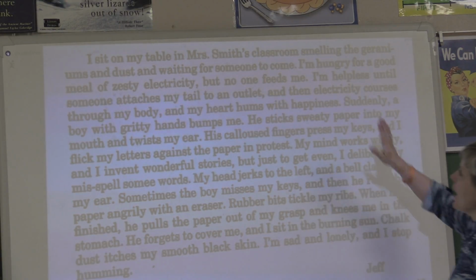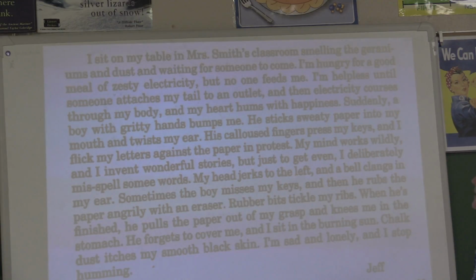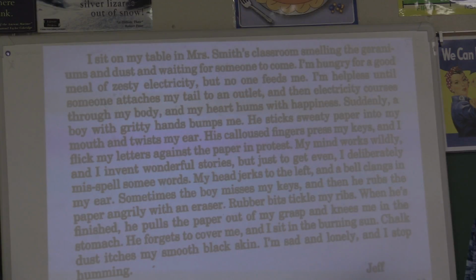I'm hungry for a good meal of zesty electricity, but no one feeds me. I'm helpless until someone attaches my tail to an outlet, and then electricity courses through my body, and my heart hums with happiness. Suddenly, a boy with gritty hands bumps me. He sticks sweaty paper into my mouth and twists my ear. His calloused fingers press my keys, and I flick my letters against the paper in protest.